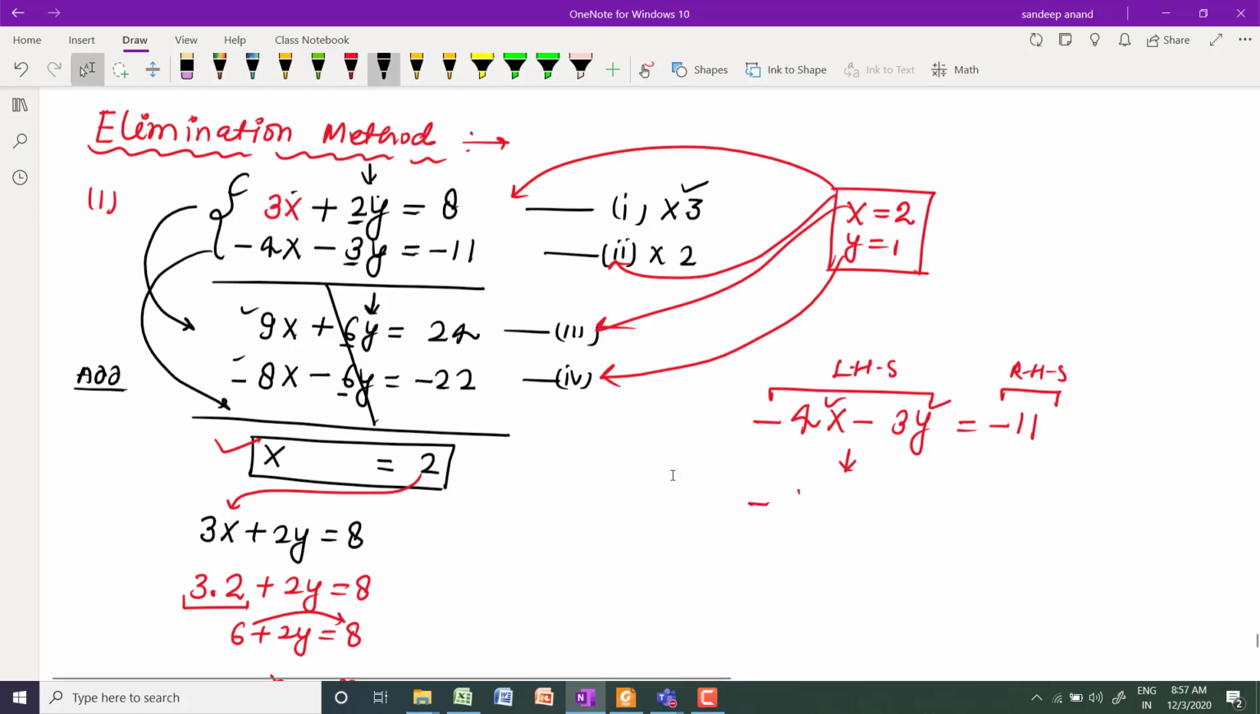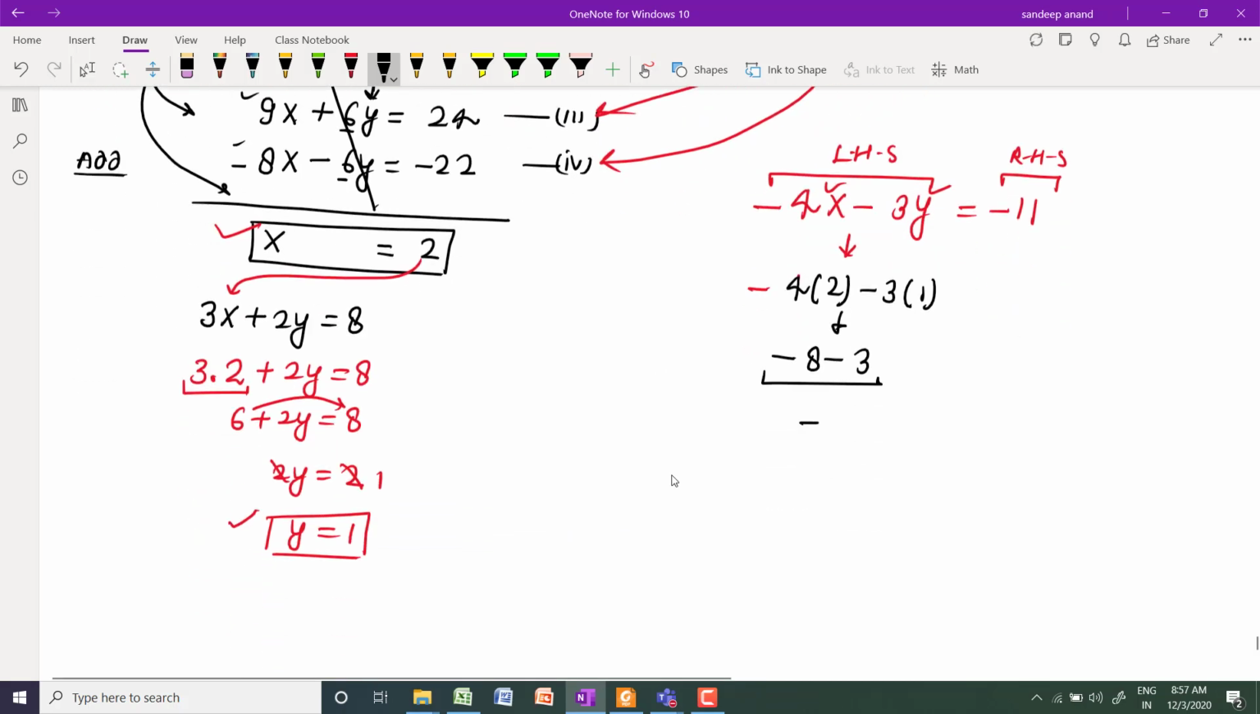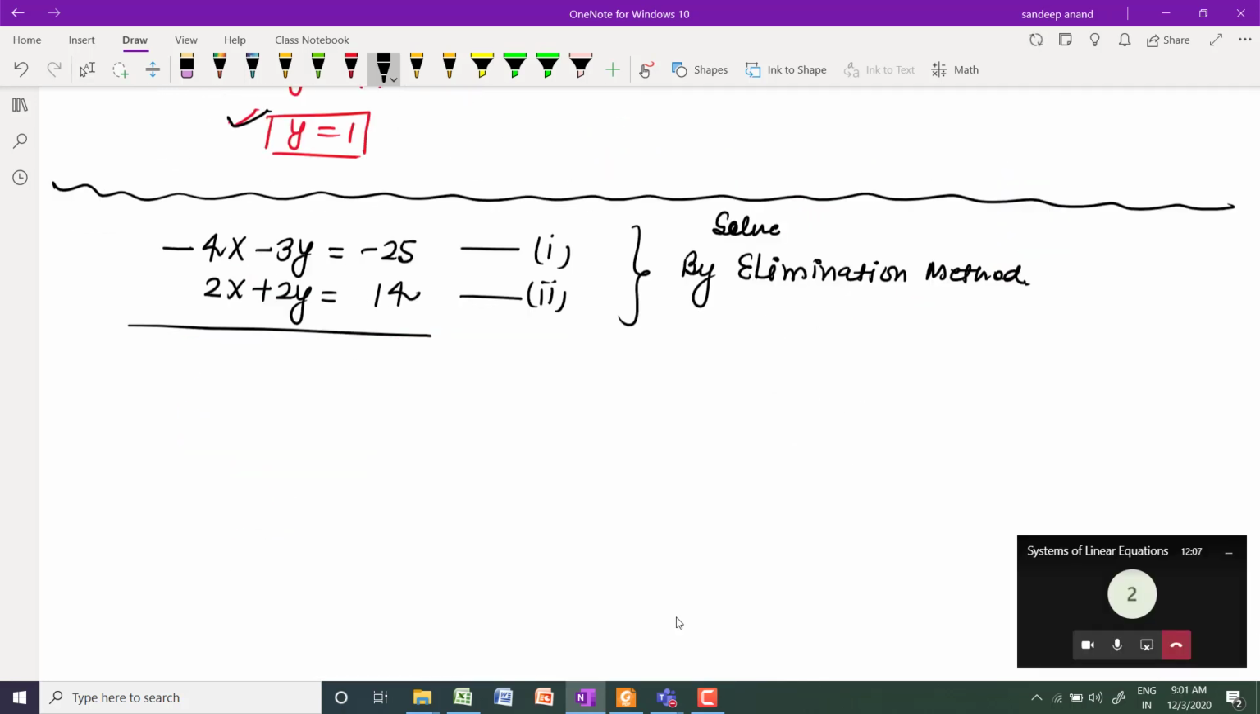So this is minus 4 times x value 2, and minus 3 times y value 1. After this I get minus 8 minus 3, and since both have the same sign, they must add, so you will get minus 11, and this is equal to your right hand side value. Since I am getting the left hand side value equal to the right hand side value, it means my answer is correct. Solve this problem by the elimination method.